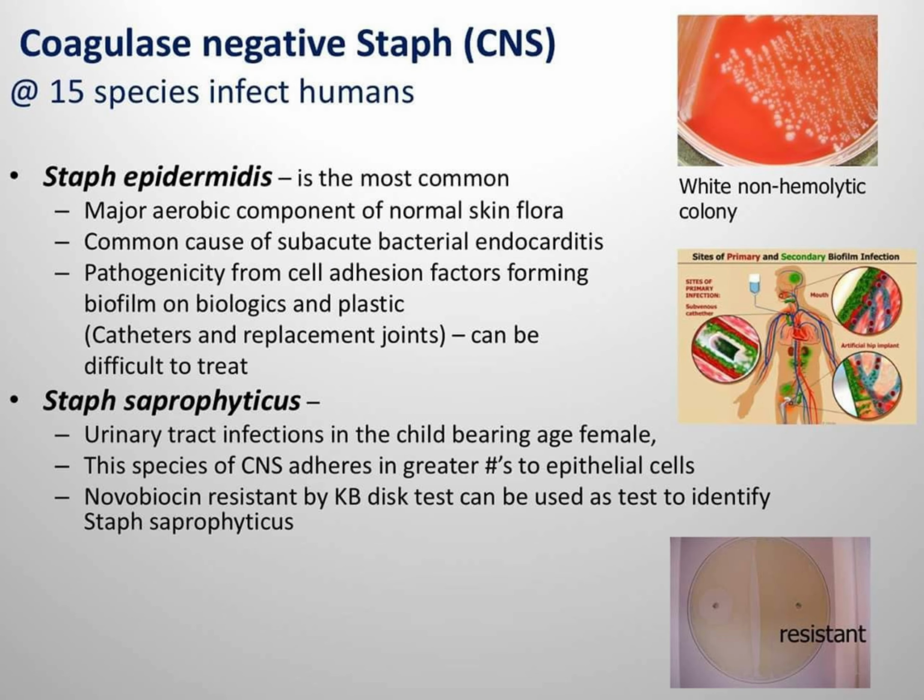Coagulase-negative Staphylococci, CoNS, are a group of bacteria that are closely related to Staphylococcus aureus but do not produce the coagulase enzyme. Unlike S. aureus, CoNS are typically considered to be commensal bacteria and are part of the normal human skin microbiota. CoNS are often found on the skin, mucous membranes, and in the gastrointestinal tract of healthy individuals.